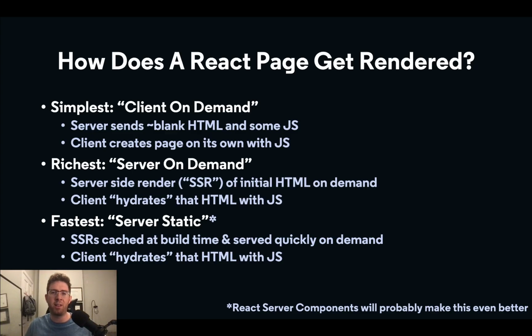There are variations on these, there are new things coming out, but for the most part, these pretty much stay the same. The simplest one is client on demand. The server sends some very basic HTML and all the JavaScript for the page. Then the client creates pages on its own using that JavaScript. The richest is server on demand, or SSR, server-side render for each request, where the client requests the page, the server creates the initial page custom for the client, bespoke one would call it, and then the client later on hydrates that HTML with the served JavaScript.